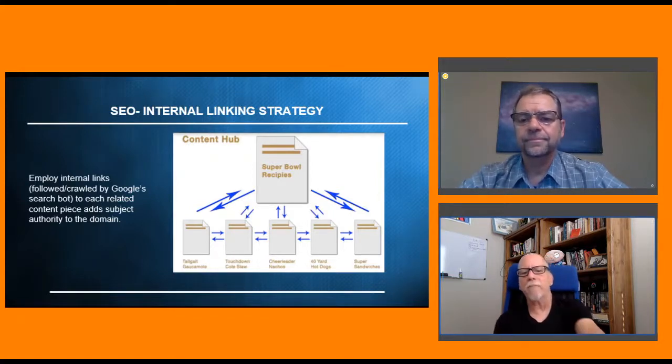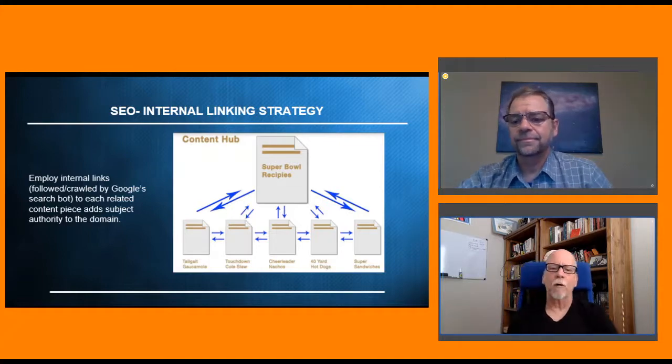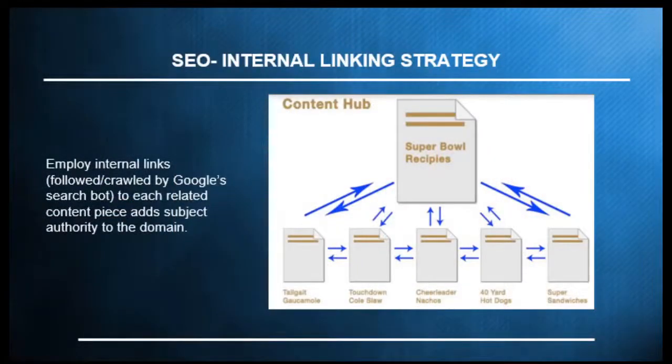And then you have these subtopics: tailgate guacamole, cheerleader nachos, super sandwiches. But what these arrows that you see back and forth here mean is you're using anchor text, key phrases that are important to your audience, and you're linking internally back and forth.